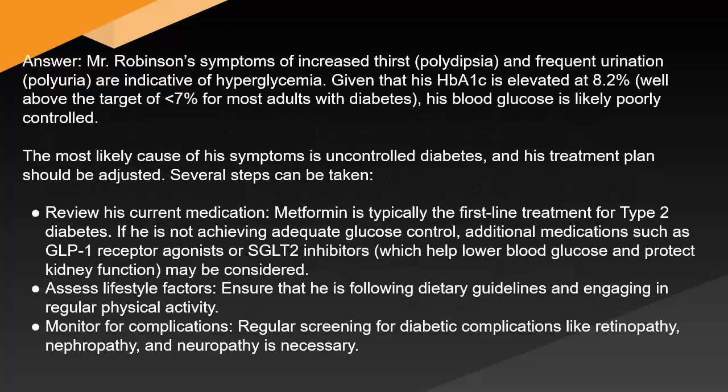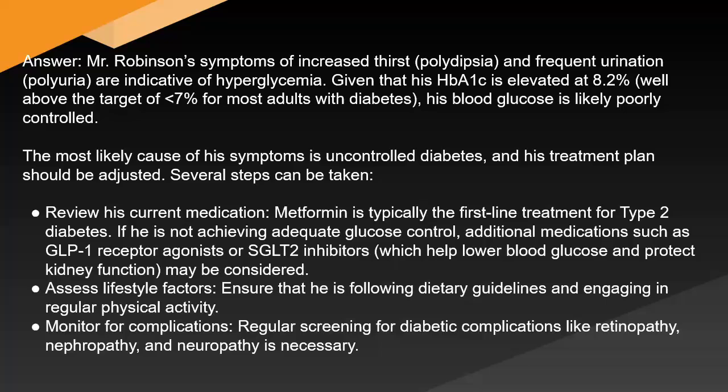Answer: Mr. Robinson's symptoms of increased thirst, polydipsia, and frequent urination, polyuria, are indicative of hyperglycemia. Given that his HbA1c is elevated at 8.2%, well above the target of 7% for most adults with diabetes, his blood glucose is likely poorly controlled. The most likely cause of his symptoms is uncontrolled diabetes, and his treatment plan should be adjusted. Several steps can be taken.